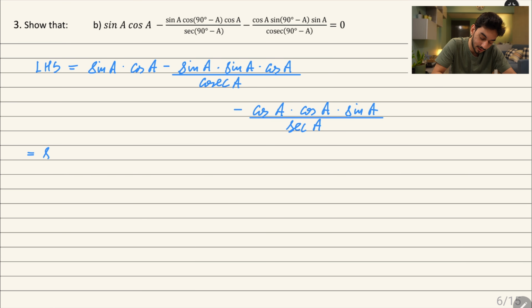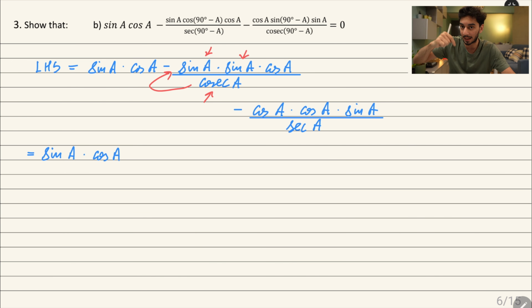Now let us try to simplify this thing. So this would be sin A times cos A. Now if you see very closely, this is a sin A, this is a sin A. Sin A times sin A is sin square A. I have a cosec A in the denominator. When cosec A flips, it becomes sin A, because sin and cosec are reciprocals of each other. So cosec comes to the numerator and becomes a sin. So I'll have three sines in the numerator, sin A into sin A, and that cosec A also becomes a sin A. So I can write it as sin cube A times the cos A remains as it is.